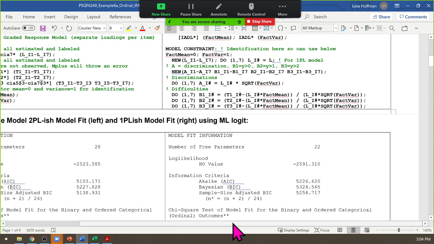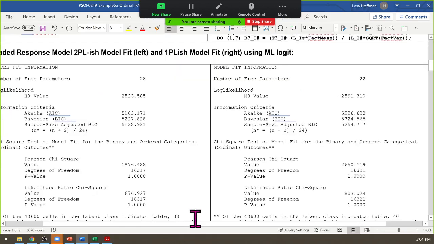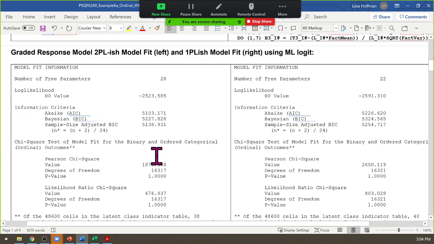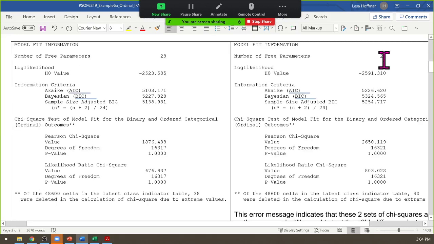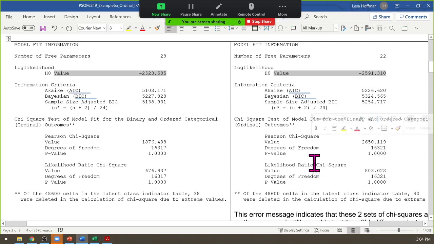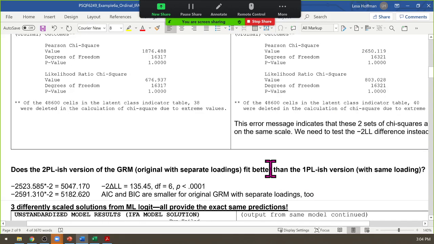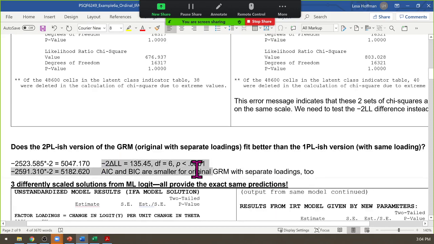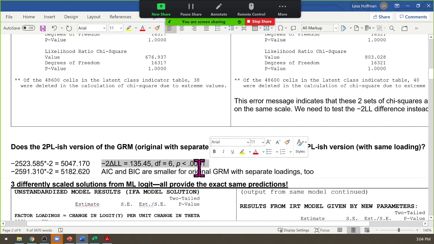All right. So here's my comparison of the two models. On the left-hand side is the fit of the model where there's different slopes across items, and on the right-hand side is the fit of the 1PL where all the slopes are constrained the same. Twice the difference in my log likelihoods is the fit. So likelihood ratio test of the conventional type. That is done at the bottom of the page for you. The difference is 135 on 6 degrees of freedom. So yeah, it looks like the 2PL model fits better. Each item wants a different slope.